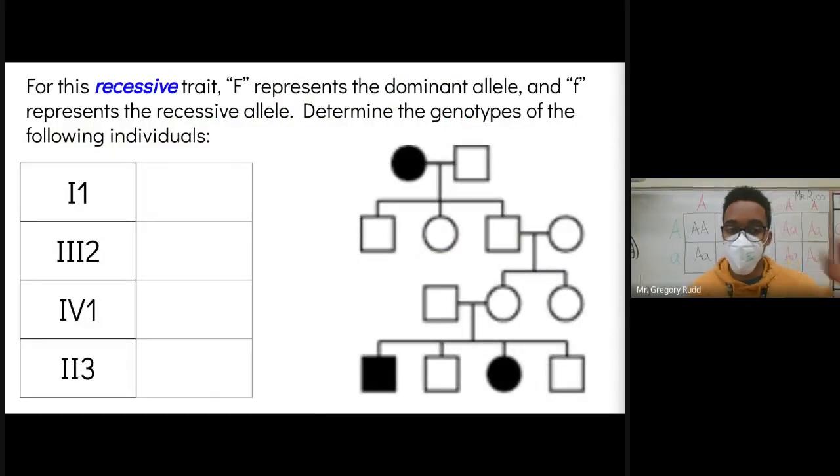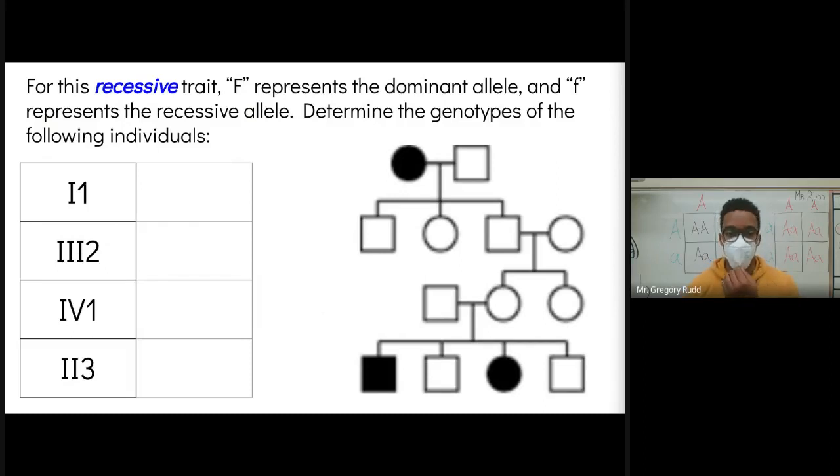All right, let's do some more practice. So this is a recessive trait now. Again, that means that the only way to have it is if you are homozygous recessive. We're going to use the letter F in this example. F represents the dominant allele, capital F, and lowercase f represents the recessive allele. So now we want to determine the genotypes of these 4 individuals. Okay, individual I1.